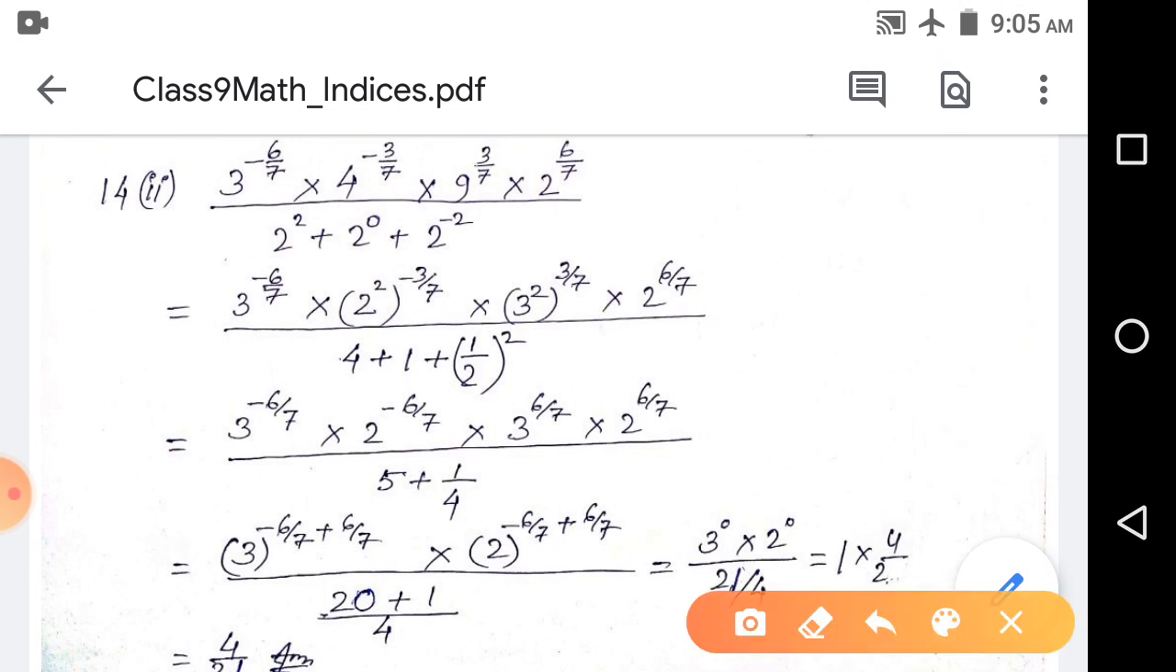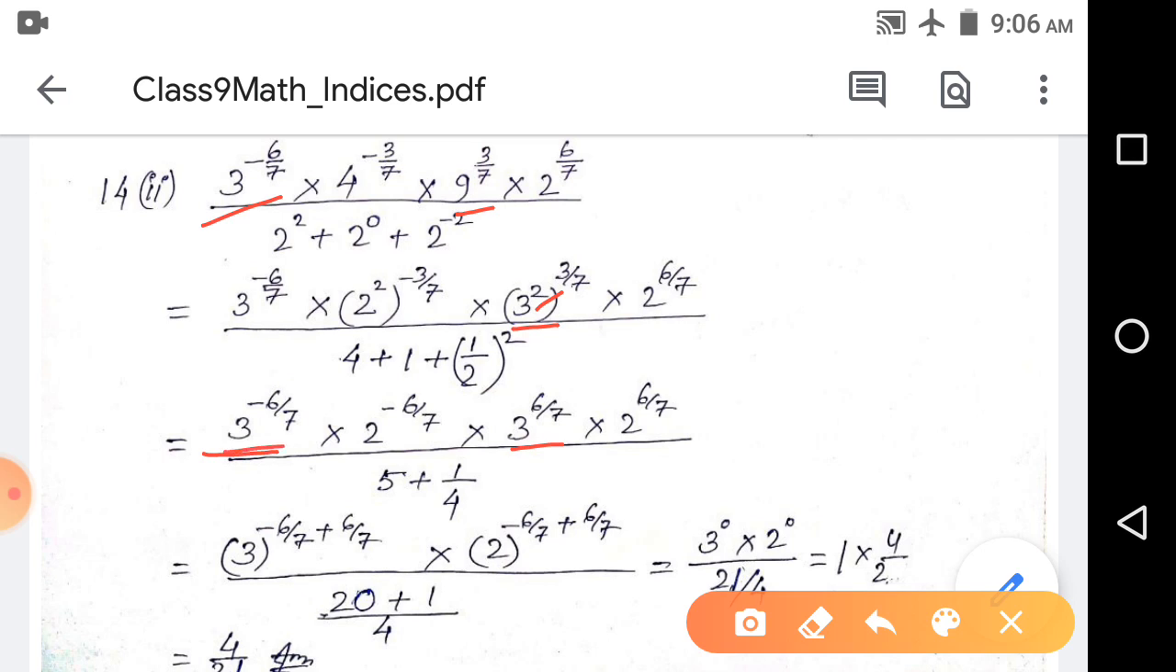We have 3 to the power minus 6 by 7, 4 to the power minus 3 by 7, 9 to the power 3 by 7, and 2 to the power 6 by 7. See, the powers are exactly same. I mean, we can make the power same. Let's try. We have 3 to the power 6 by 7, and here we have 9 to the power 3 by 7. So this 9 can be written as 3 square, and if those powers are multiplied, then what is left? It is 3 to the power 6 by 7, and it is 3 to the power minus 6 by 7.